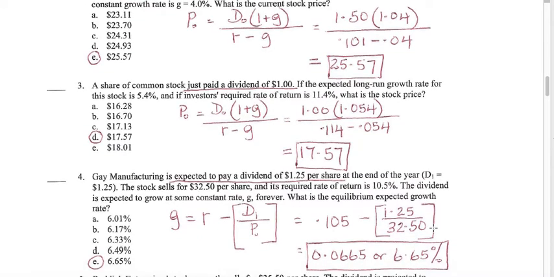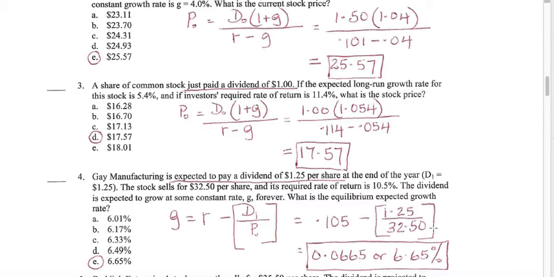In number 4, you are given the expected dividend of $1.25. Take note, game manufacturing is expected to pay a dividend of $1.25. The stock sells for $32.50, and the required rate of return is 10.5%. And you're told that the dividend is expected to grow at some constant rate G forever. What is the equilibrium expected growth rate? In other words, what is the growth rate?